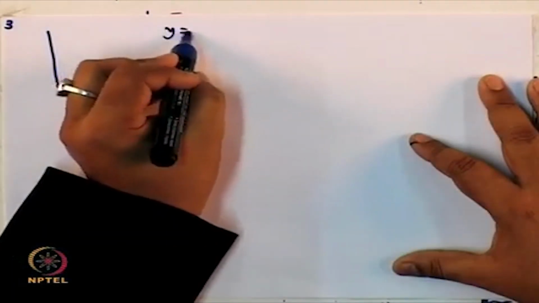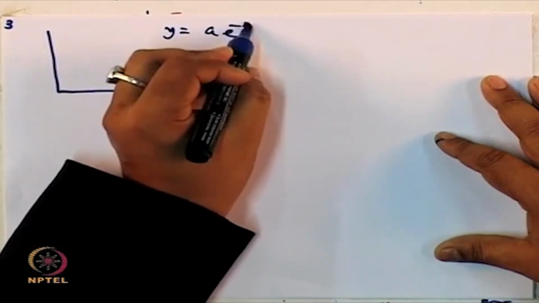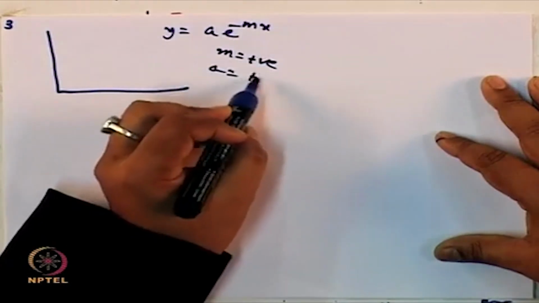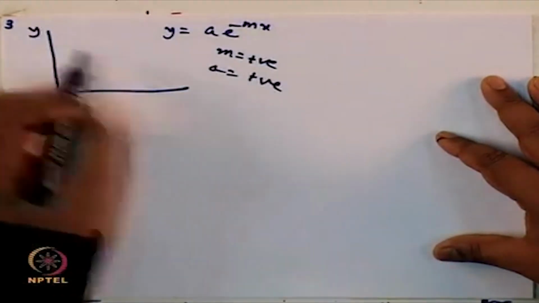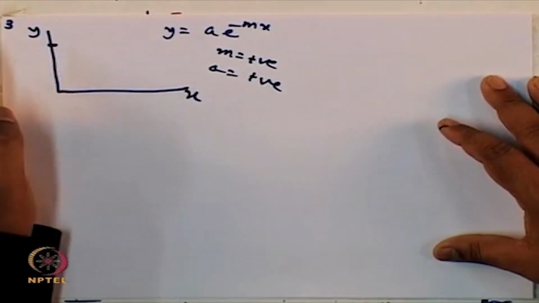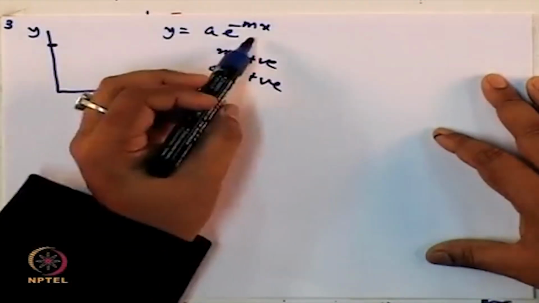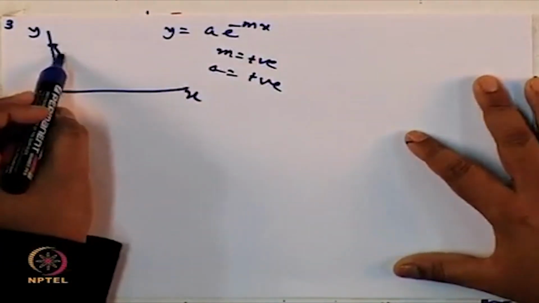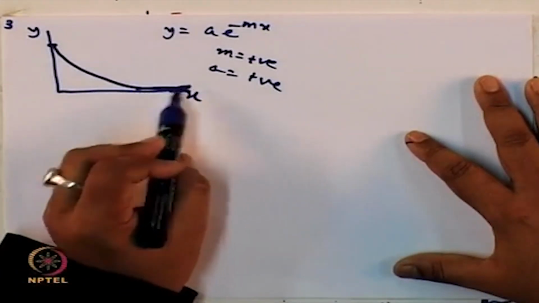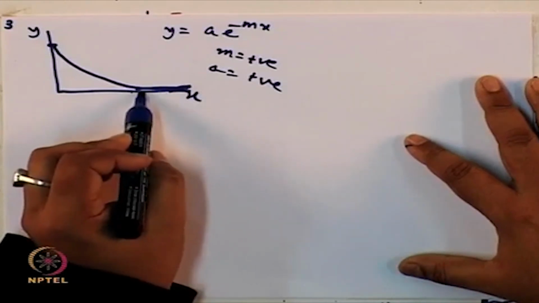In that case, your curve should look something like this. So, let us say we are plotting y is equal to a e to the power minus m x. I put the minus, so I can keep m as positive and a as positive. I know that at x equal to 0, it starts from y equal to a, and then as x tends to infinity, it tends to 0. So, your curve should look something like this. It should basically meet at x tends to infinity, so it should not hit 0.